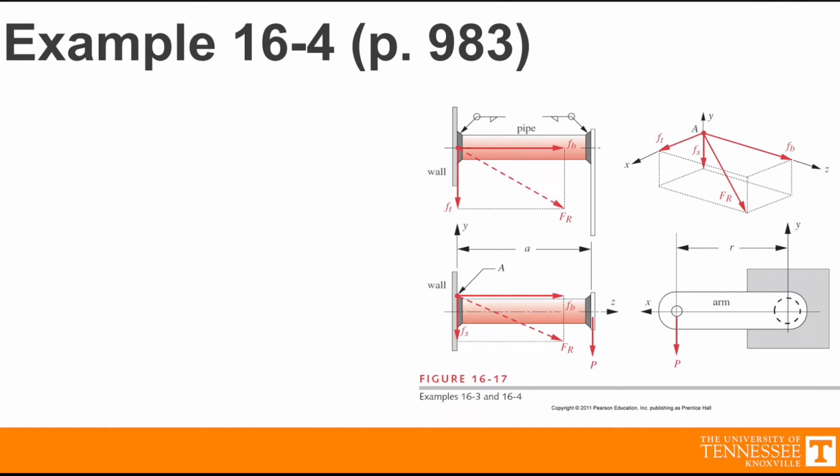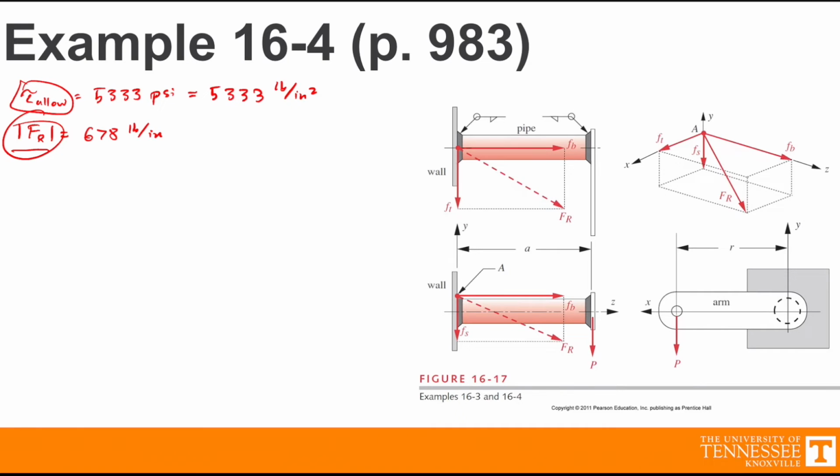So we know that our allowable stress is equal to 5,333 PSI, and we know that the amount of force that we're seeing is FR, and that's equal to 678 pounds per inch. Now do remember that PSI is pounds per square inch, so this is really 5,333 pounds per inch squared. And so this is where we can actually relate these two values to each other to find the throat length of the weld.